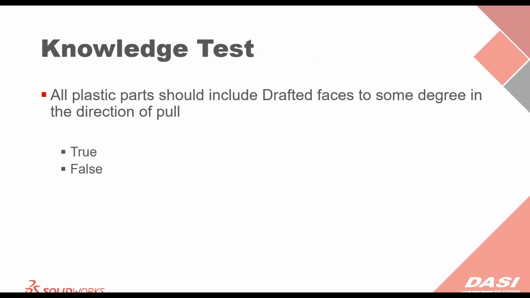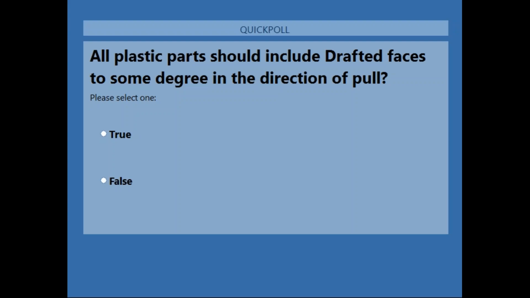So that being said, I just wanted to see if everyone's still awake out there. Got a little knowledge test here to see what you guys know. Question: all plastic parts should include drafted faces to some degree in the direction of pull. I'm going to go ahead and launch this, and if you'd please just take a quick second to answer, quick true or false there. It's not a trick question.